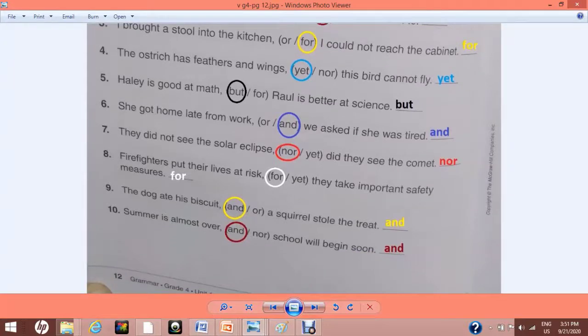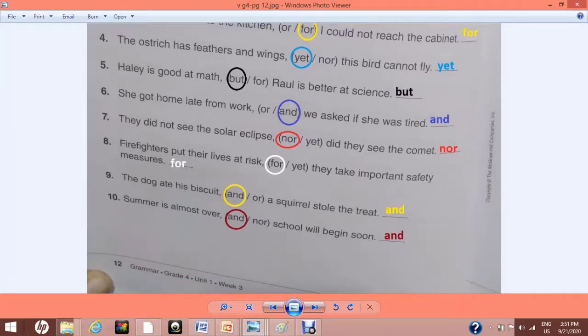Number 6, she got home late from work and we asked if she was tired. Number 7. They didn't see the solar eclipse nor did they see the comet. Number 8. Firefighters put their lives at risk for they take important safety measures. Number 9. The dog ate his biscuit and a squirrel stole the treat. And the last one on page 12. Summer is almost over and school will begin soon.